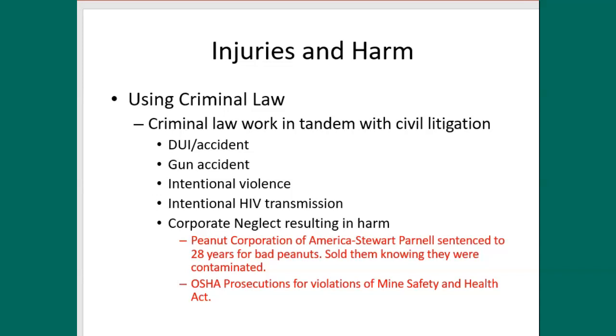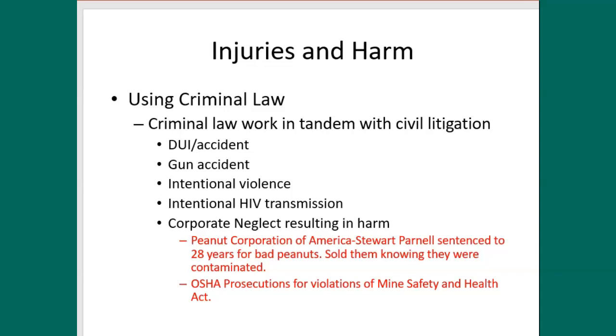OSHA initiated the prosecution, and or the Food and Drug Administration, probably in that case, initiated the prosecution. And you had criminal liability to go along with, I'm sure, plenty of civil liability. OSHA will initiate prosecutions for severe violations of the occupational safety regulations under their jurisdiction, and they have acted forcefully under the Mine Safety and Health Act in the past.